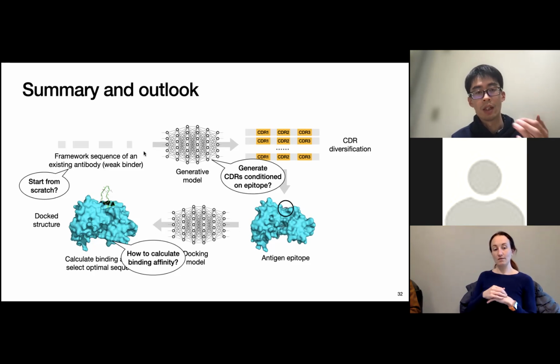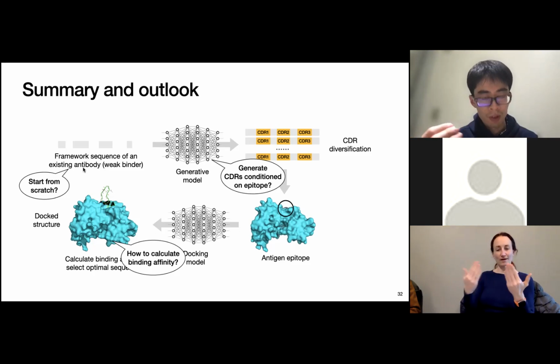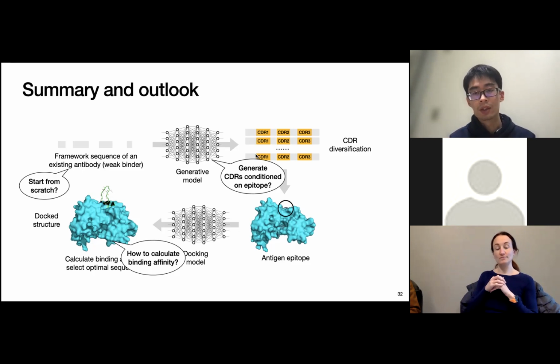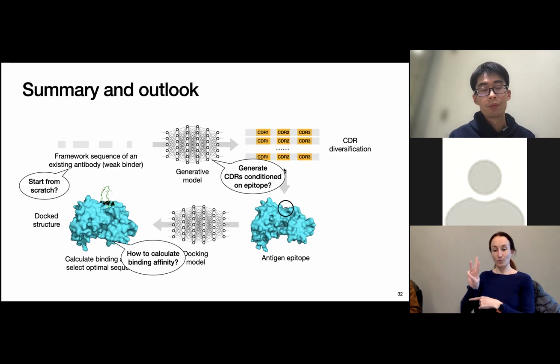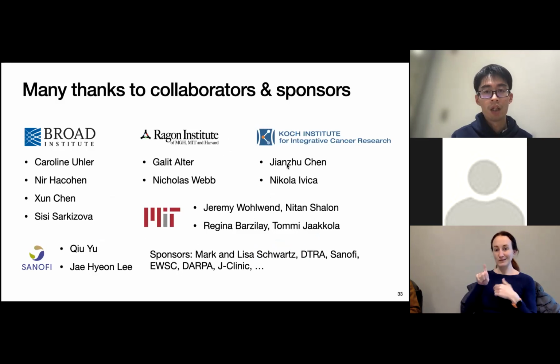The other one is that so far we're assuming that the framework sequence is given, but perhaps we could start from scratch. We decided that we just design the CDRs because most of the variability or the binding affinity does come from this part rather than the framework. But perhaps, as a cleaner version of the method, we may want to start everything from scratch. There are still a lot of improvements that need to be made.